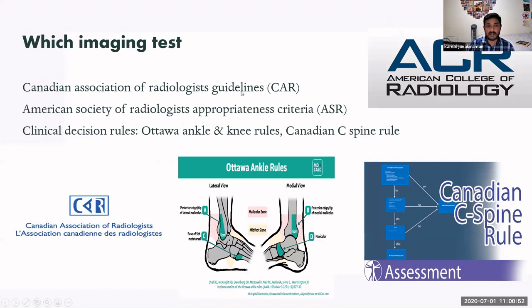We have the Canadian Association of Radiology guidelines. We have the American College of Radiology appropriateness criteria. And there are clinical decision rules we have, like the Ottawa ankle and knee rules, the Canadian C-spine rule. So we'll go through all these things to select an appropriate imaging test.